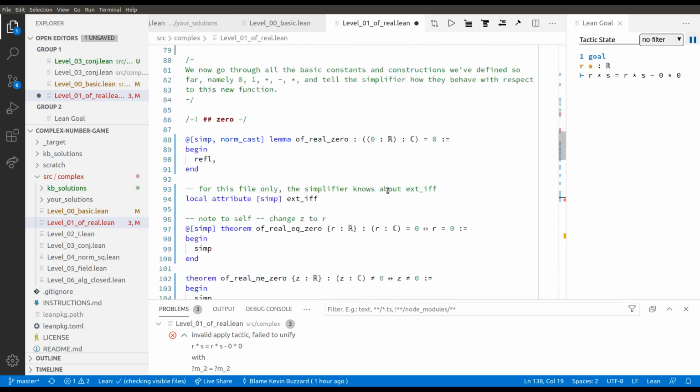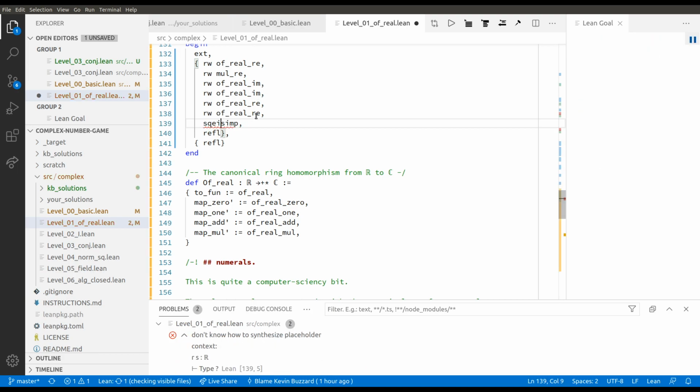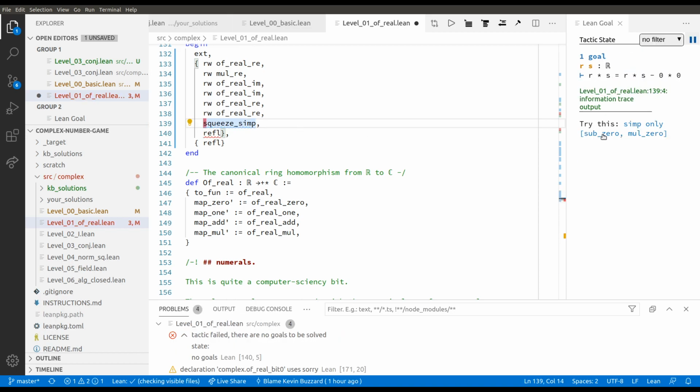The reason it's not true by definition is because the left-hand side is r times s and the right-hand side is r times s minus 0 times 0. But then if you run the simplifier on this, I see. And then we could put squeeze simp here to see what the simplifier actually used. And indeed it used mul 0, which is the same as x times 0 is 0. So that changes 0 times 0 to 0. And then it used sub 0, the theorem that x minus 0 is x. That's not true by definition, but the simplifier knows about it.